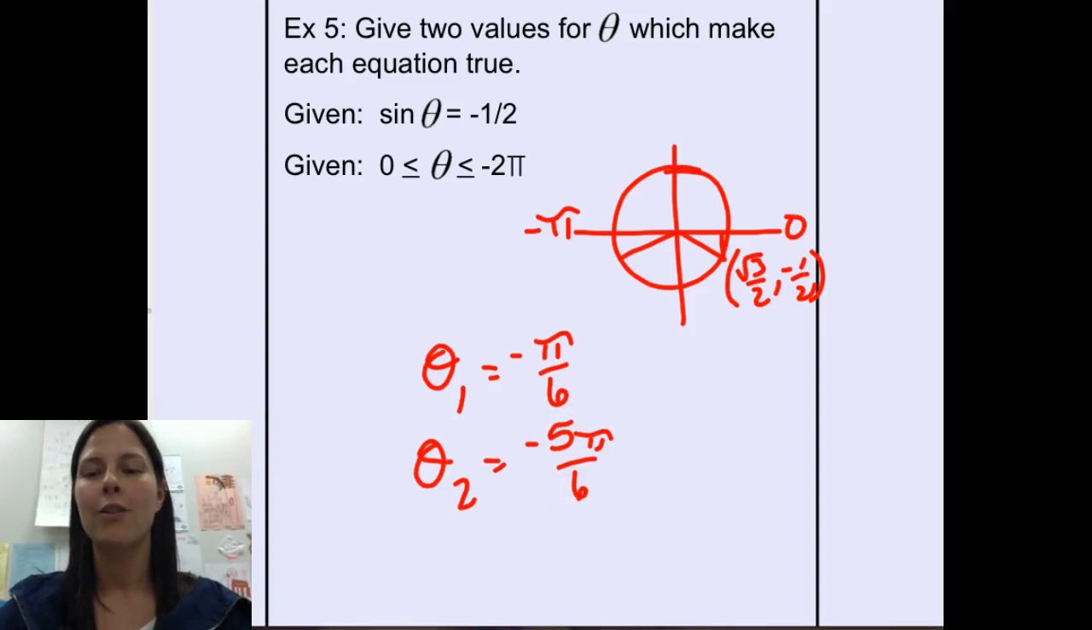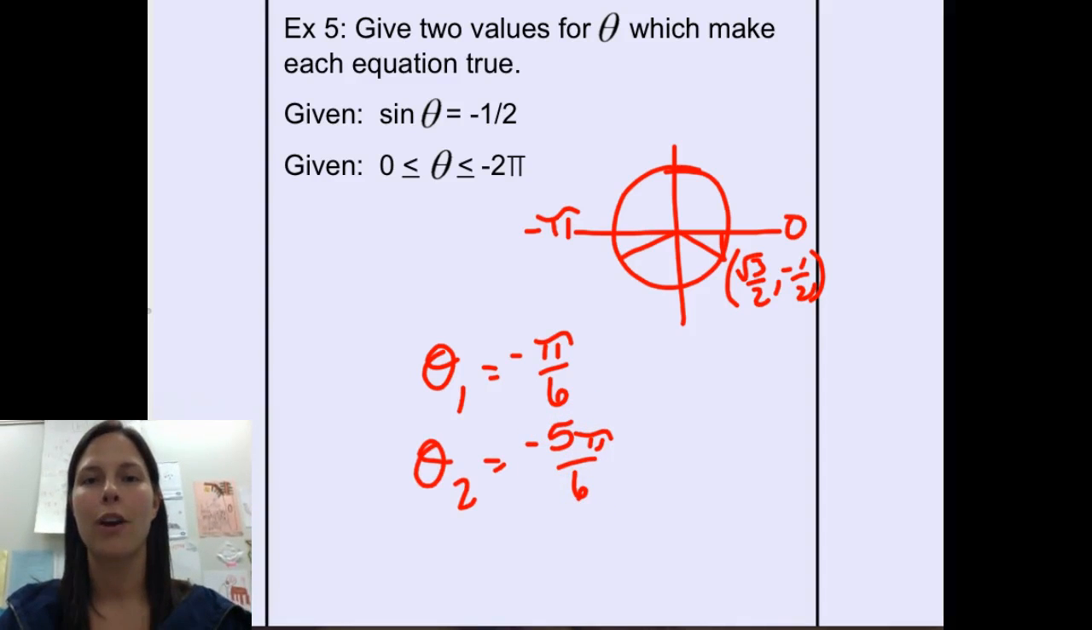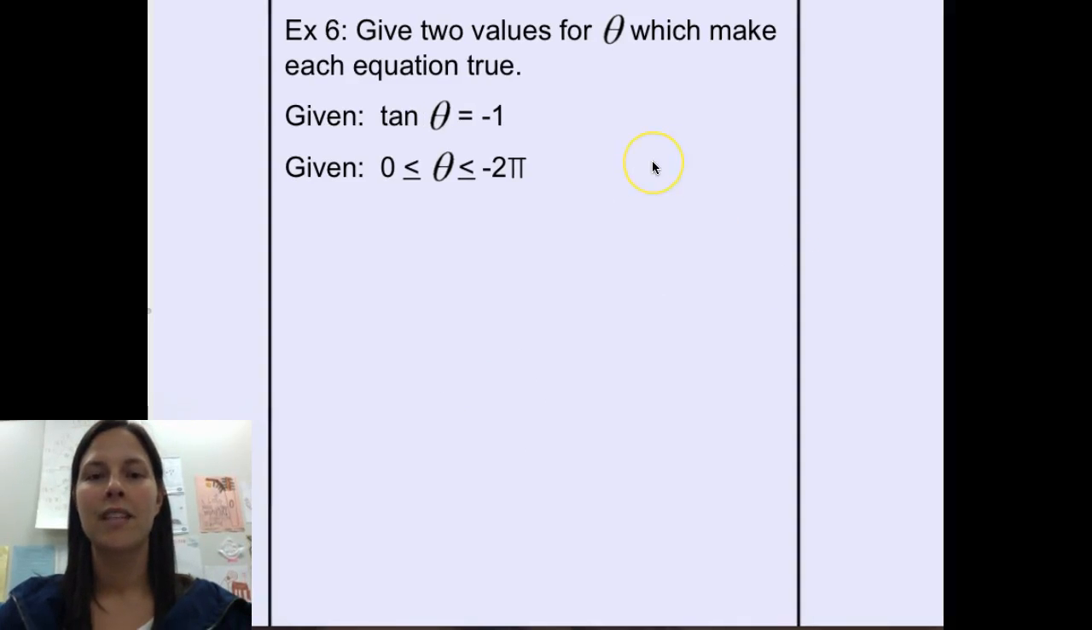I am pi over 6 units away from the x-axis. So you can think about taking pi and subtracting pi over 6. 6 pi over 6 minus pi over 6 gives you that 5 pi over 6 value that I got for our second theta option.